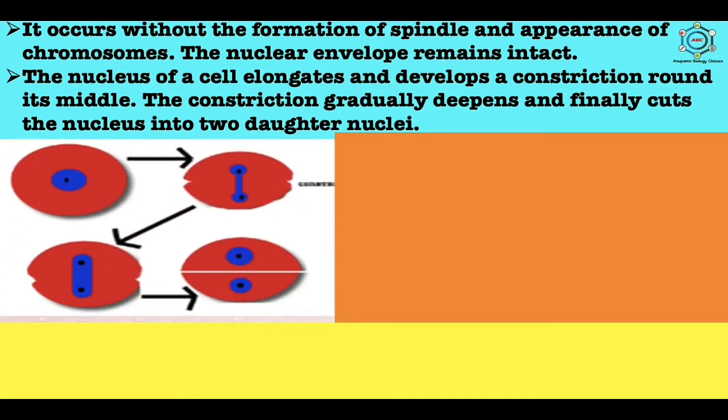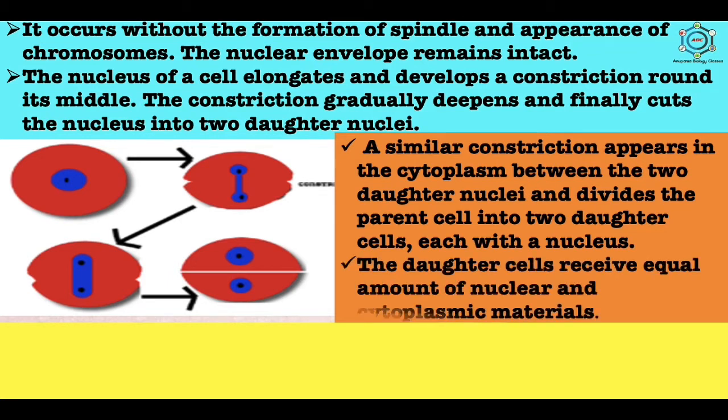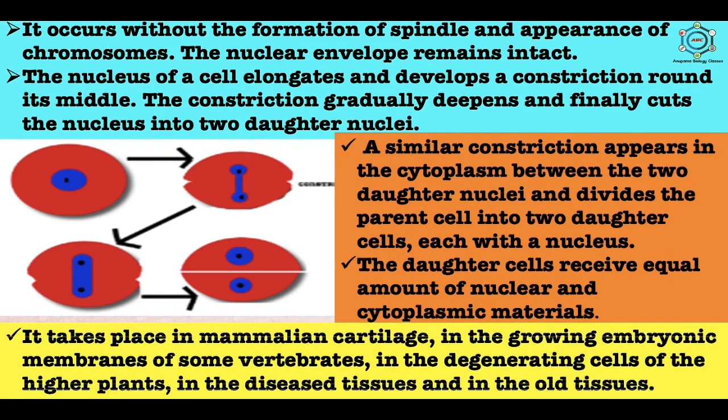This picture shows amitosis where a parent cell has nucleus and cytoplasm. Now, the parent cell starts dividing, at first karyokinesis, which means division of the nucleus, and then cytokinesis, which means division of cytoplasm. At the end of cytoplasmic division, a constriction is created and the two daughter cells are formed. So this is the complete process of amitosis. A similar constriction appears in the cytoplasm between the two daughter nuclei and divides the parent cell into two daughter cells, each with a nucleus. The daughter cells receive equal amounts of nuclear and cytoplasmic material.